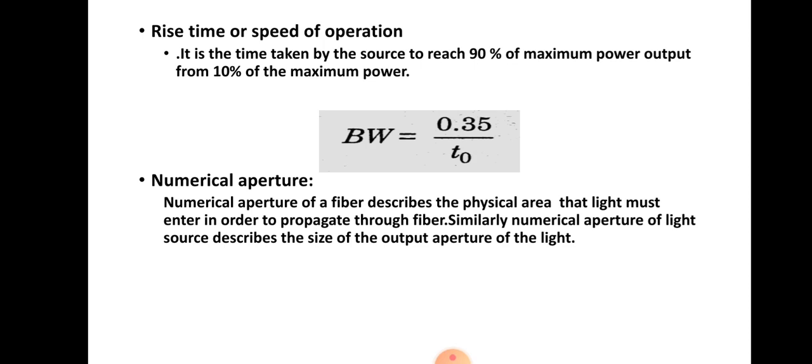Usually, it is related to the bandwidth, as bandwidth is equal to 0.35 divided by T0, where T0 is the rise time. This rise time represents the speed of operation, how fast the source will attain its maximum value from its 10 percent value. That is what the term rise time represents.